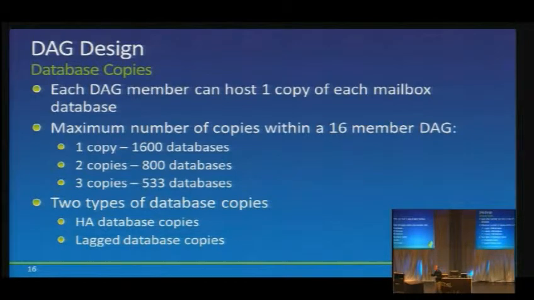Now, there are 2 types of database copies. We have the normal, what we call the HA copy. That's the copy that's always kept up to date, the passive copy. And we have what we call a lagged copy. The lagged copy, again, we introduced in 2007. It's not new to 2010. The lagged copy is where we delay replaying of the log files on the passive side. Delaying for X, where X is what you get to set, up to a maximum of 14 days.